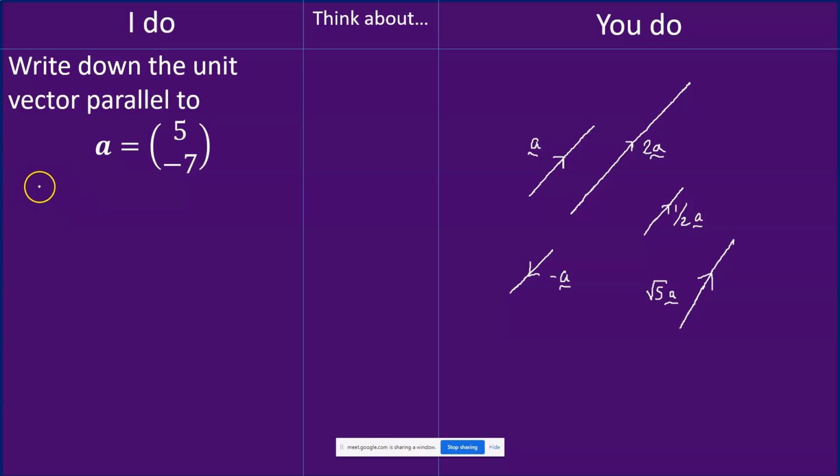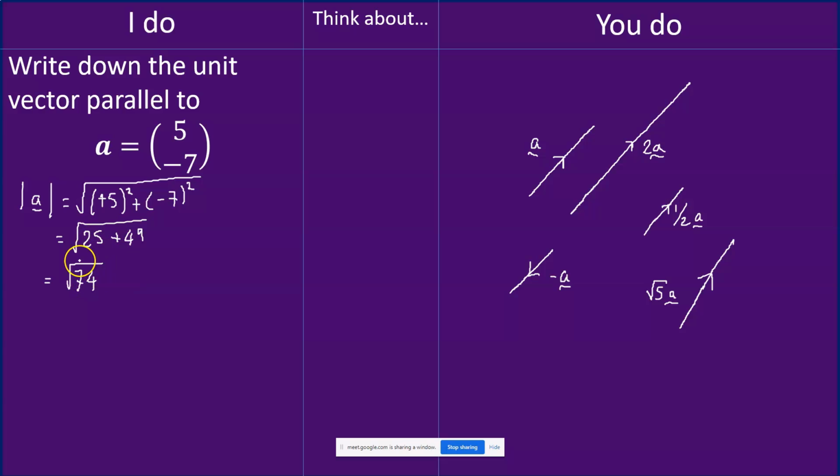So the first thing I'm going to do is work out what the magnitude of A is. Okay, so work out the magnitude of that. So it's going to be 5 squared plus minus 7 squared. Grab my calculator. So that's going to be 25 add 49, which is 74. Just check that doesn't cancel down. I don't believe it does.